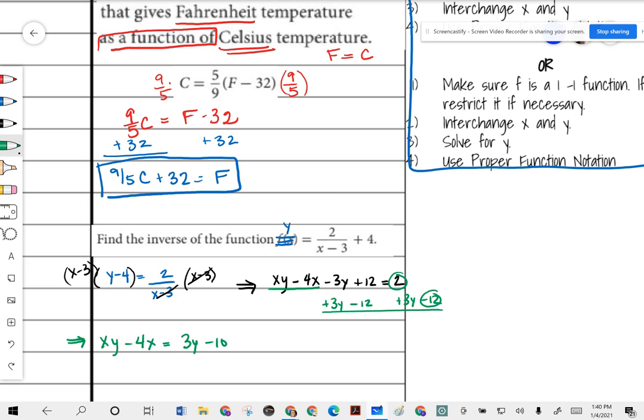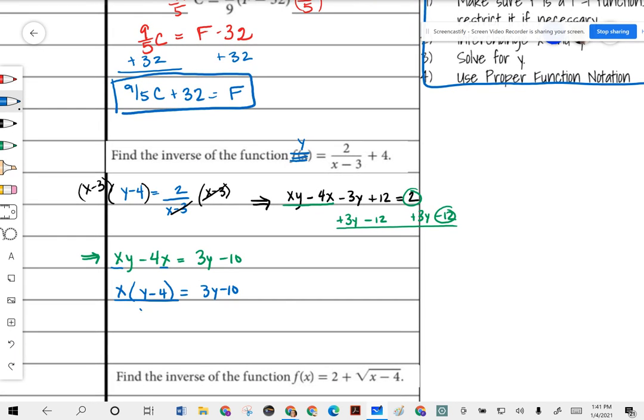From here, remember I'm solving for x, so I'm in a position where I can factor out the x. And from there, I'm going to end up dividing by y minus 4. So what I have is x is equal to 3y minus 10 over y minus 4. And then it says to switch the x and the y. So I'm going to have y is equal to 3x minus 10 over x minus 4.